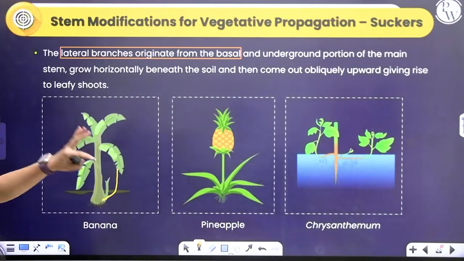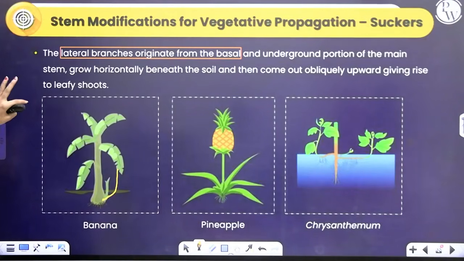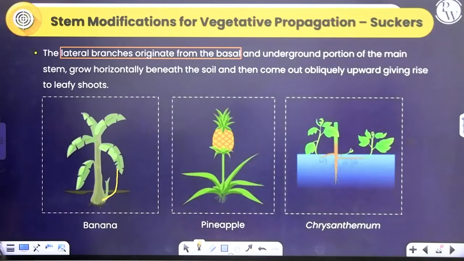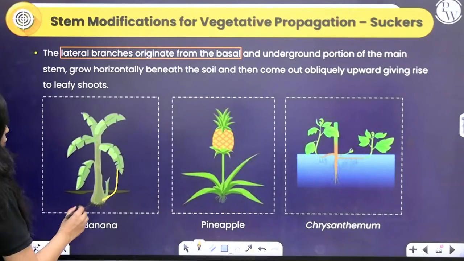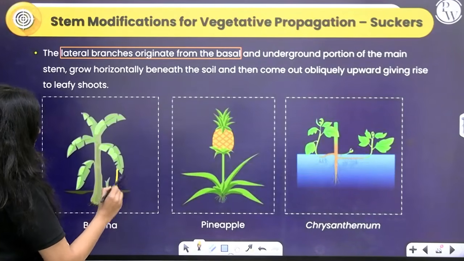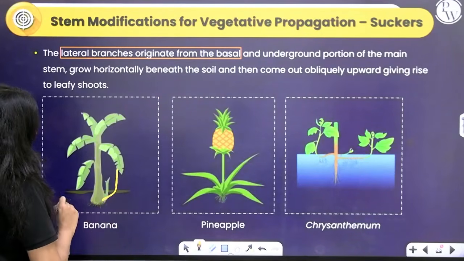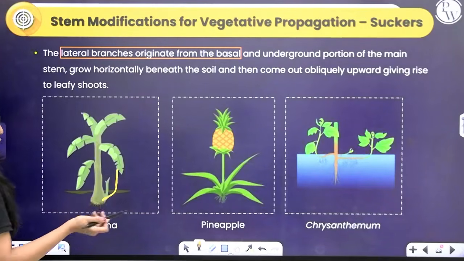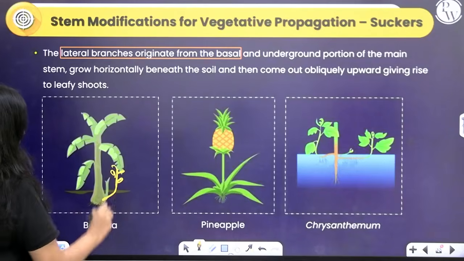Okay. So the underground portion of the main stem grows horizontally beneath the soil and comes out obliquely upward and gives rise to leafy shoots. First, for a period it is horizontal, then it will become oblique, and then it will become upright like that, almost perpendicular to the surface of the soil, and then it can give rise to a new plant. Even on this, leafy shoots and all of that will form.